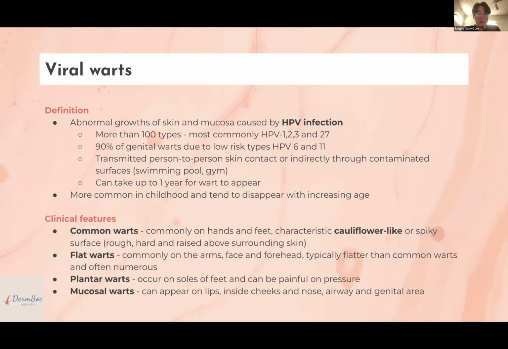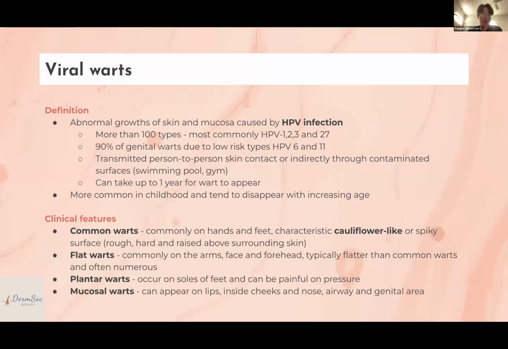Super many different subtypes, and the different subtypes you find are common warts, flat warts, plantar warts, and mucosal warts. So common warts are typically described as these cauliflower-like lesions that are quite hard, rough on the surface, basically your typical warts. Flat warts present more like a flatter lesion, typically on the face more commonly, and there's a lot more of them quite often as well, since they spread quite easily.